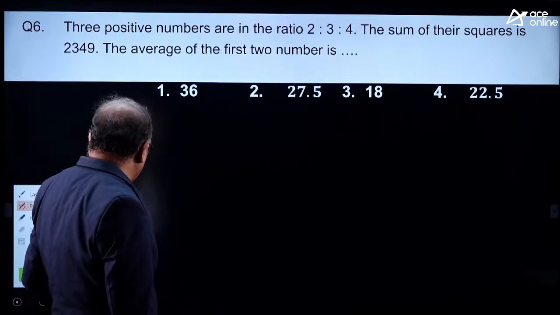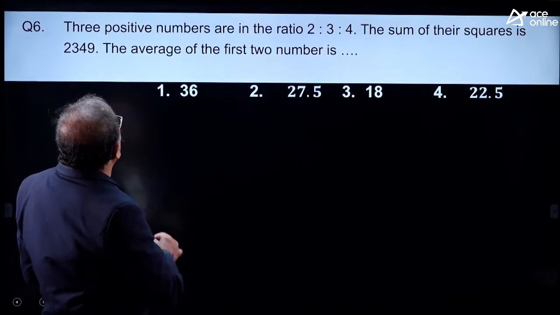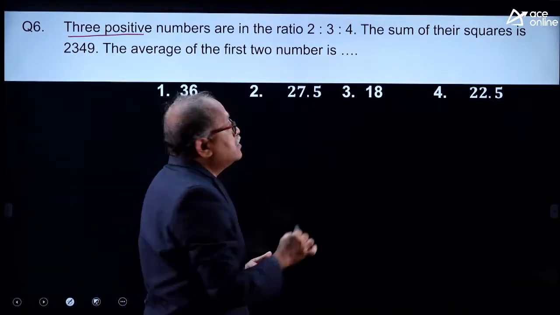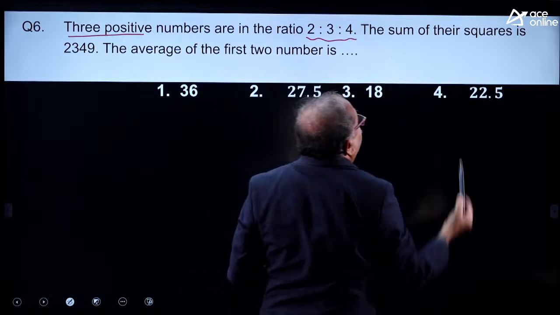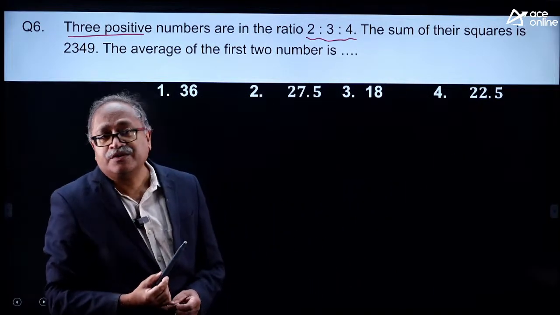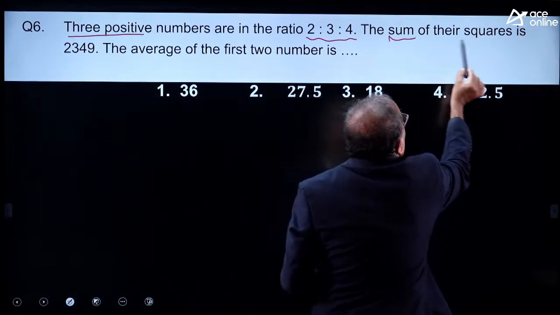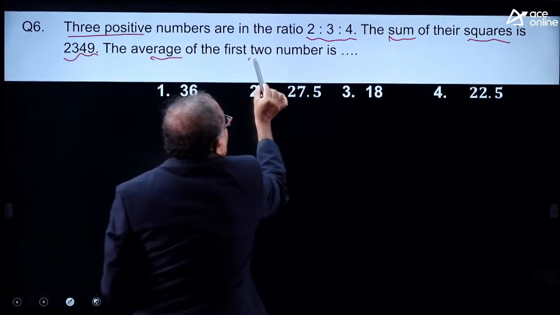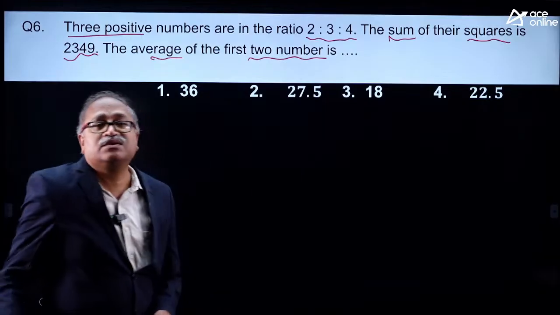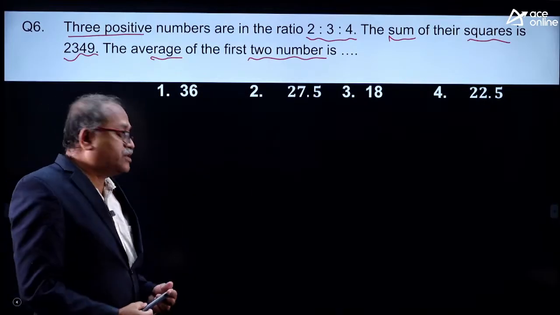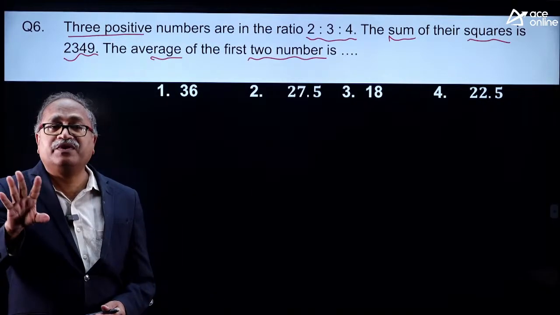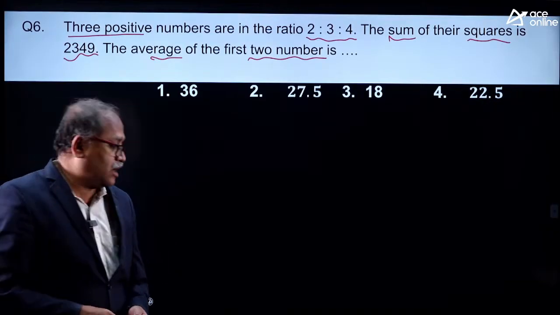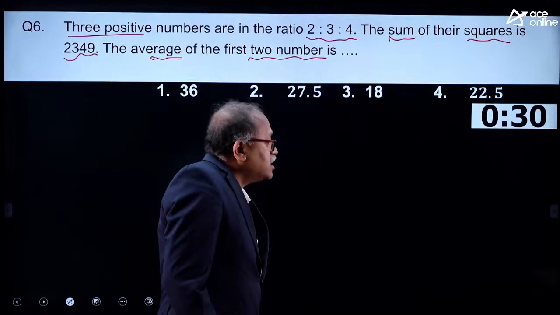Now, let me read the question. I am sure that you people will answer it. Three positive numbers are in the ratio of 2:3:4. Right, Mr. Aman? The sum of their squares is given, and we need the average of the first two numbers. Varshini, Anusha, you know this type of question comes very frequently, in the bank exam also, not only SSC RRB. So, let us answer the question.